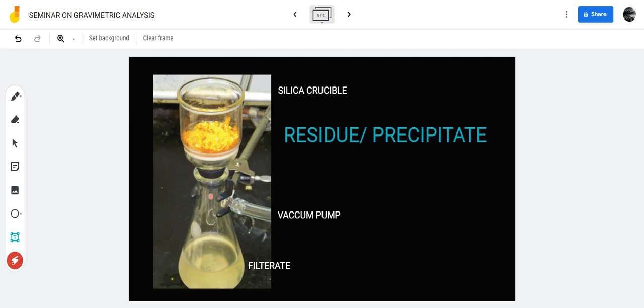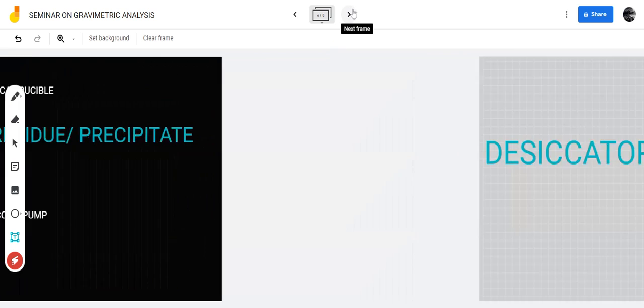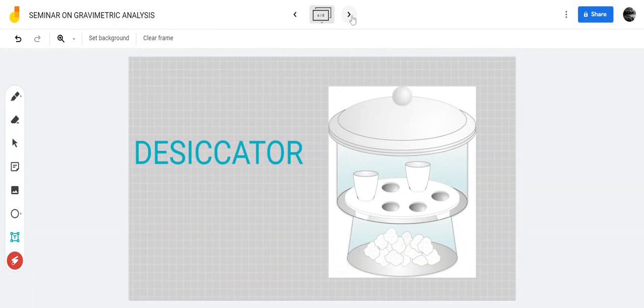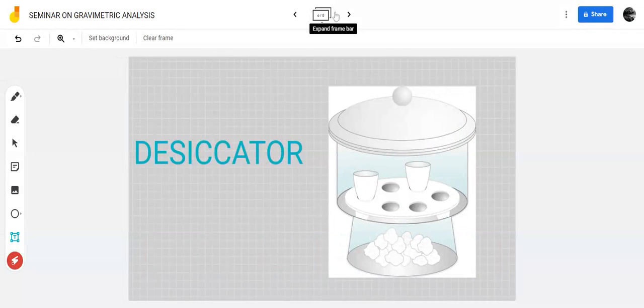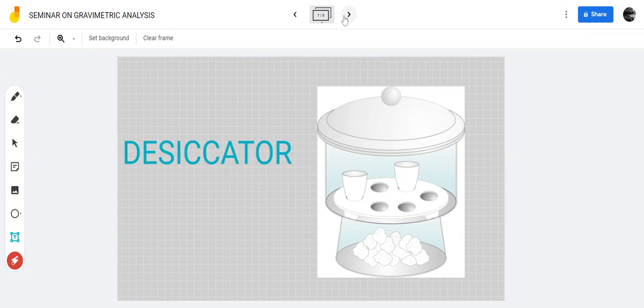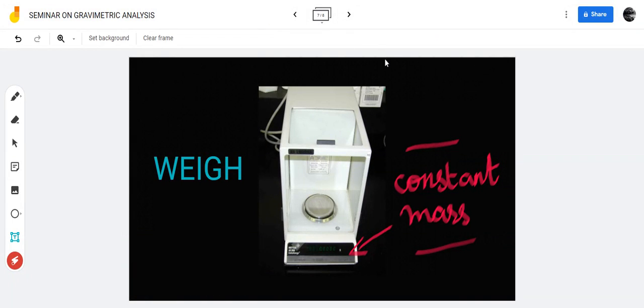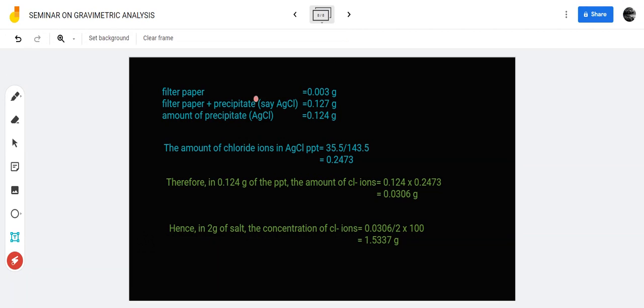Even though all the water has been filtered out, it is still wet. To remove the water content, you should either do heating or dry it using this desiccator. Finally, you will weigh using the weighing balance here. And these last two steps, drying and weighing, you should do alternately until you get a constant mass. That constant mass is noted.